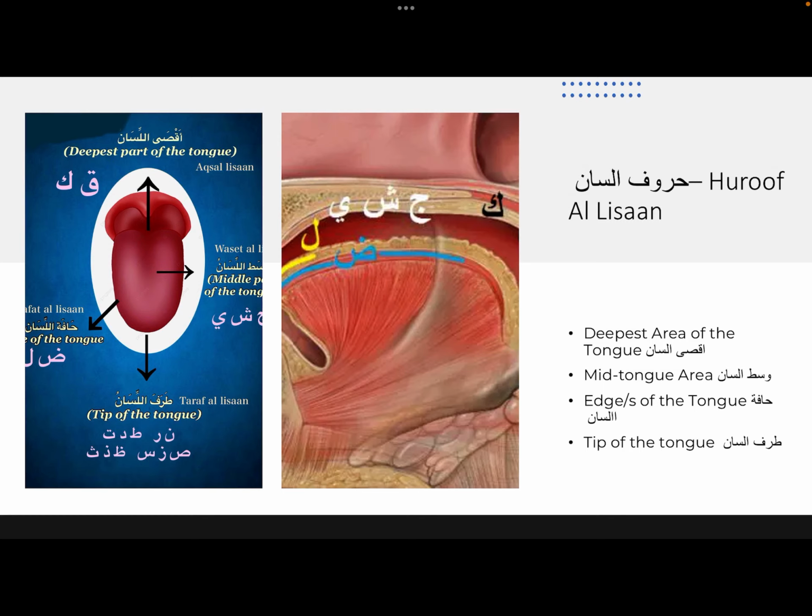And lam, lam. When you pronounce lam, you will feel the edges of your tongue touching your upper jaws, and the tip of your tongue is also moving. Now the other area is called tarful lisan, which is the tip of the tongue. There are several letters uttered by the tip of the tongue, which are noon, ra, ta, dal, ta, sad, za, sin, ra, dha, tha. It's a little movement of our tongue in the direction of our mouth when these letters are uttered.